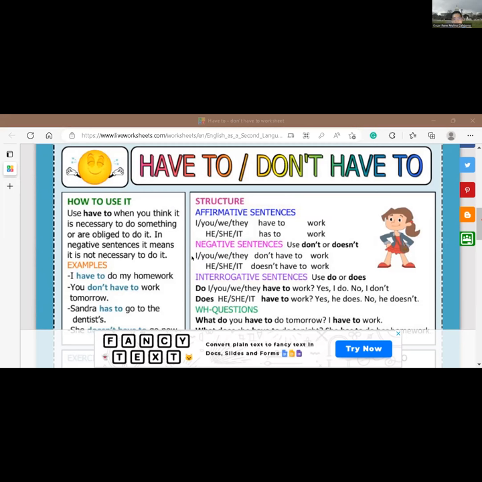Doesn't. I, you, we, they don't have to work. Okay. He, she, it doesn't have to work. Doesn't. Okay, nice. So look at this. We're using that contraction. So what is the long form? Do not and does not, right? So that's the meaning for these contractions.